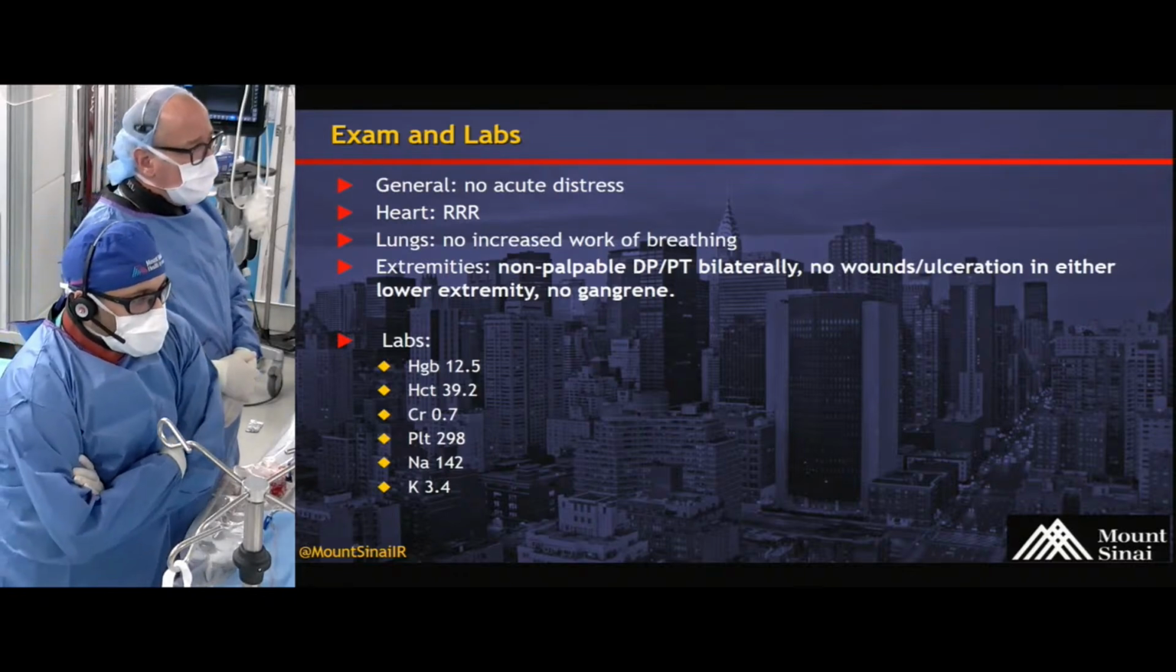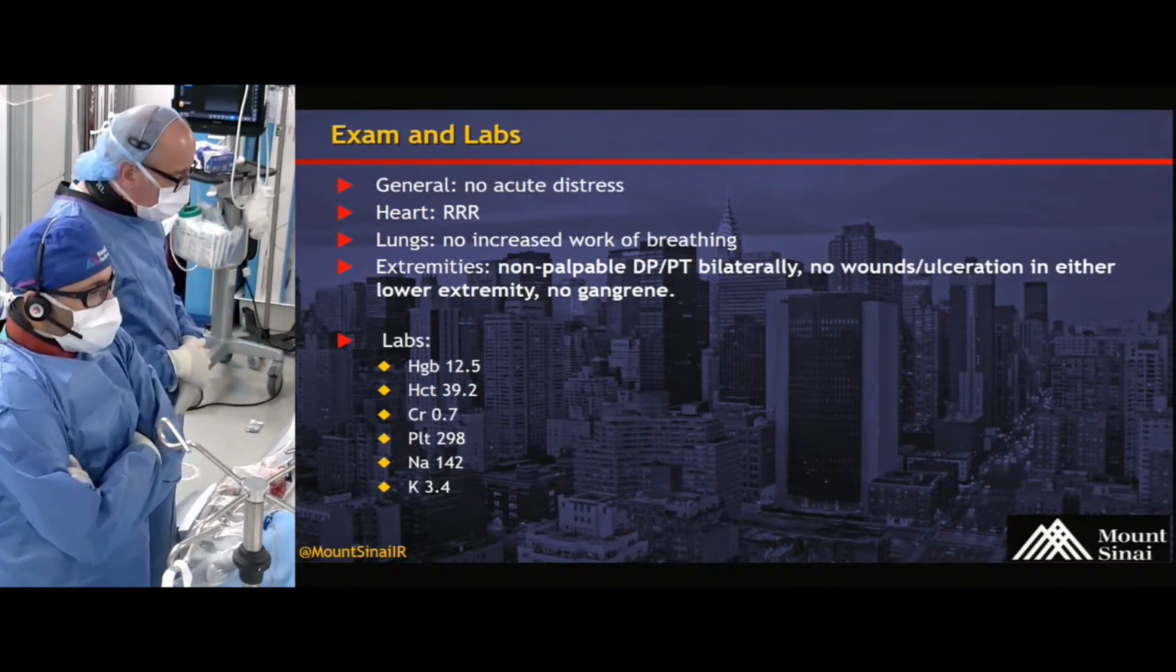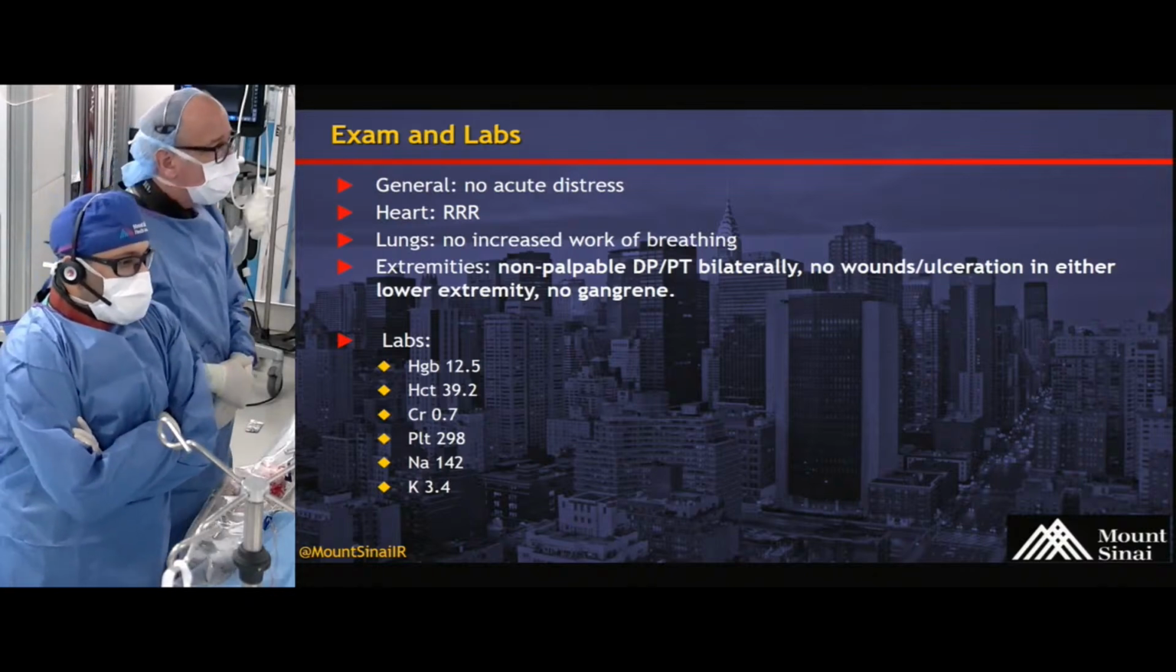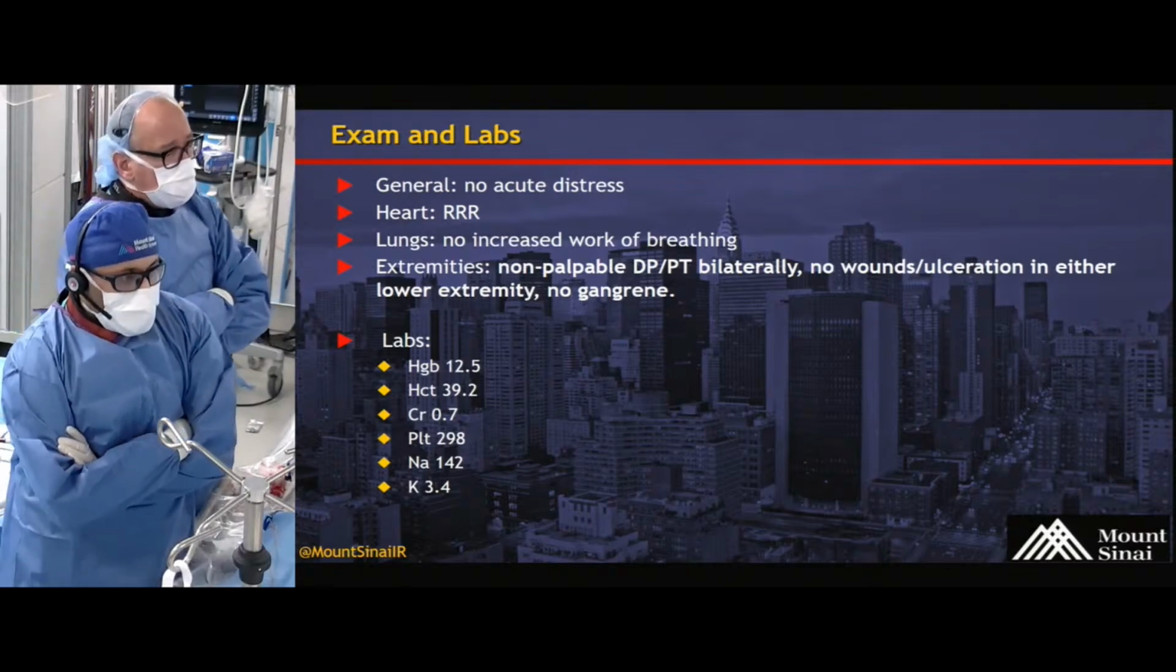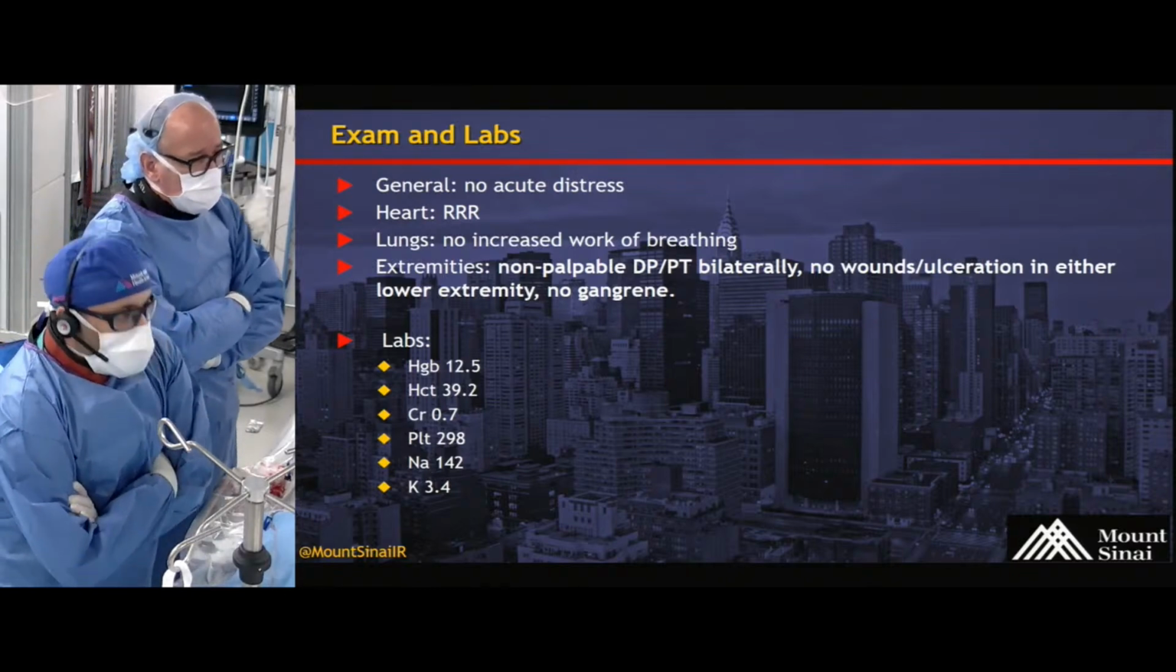Physical exam is remarkable for non-palpable DP and PT bilaterally. He does not have any wounds or ulceration in either of his lower extremities and no signs of gangrene. Labs are overall unremarkable. Next slide.